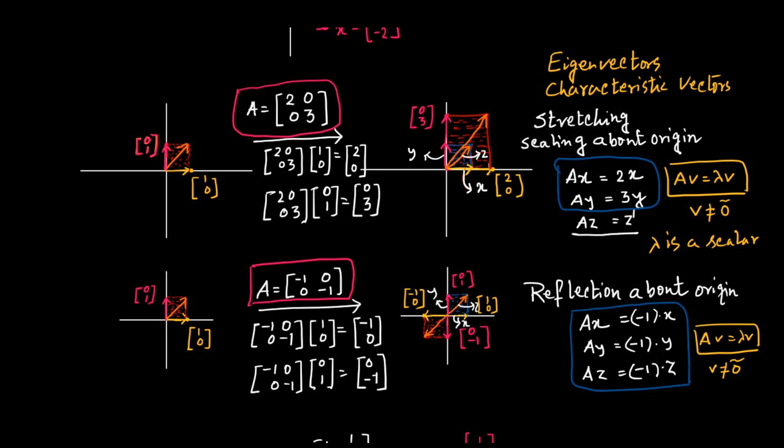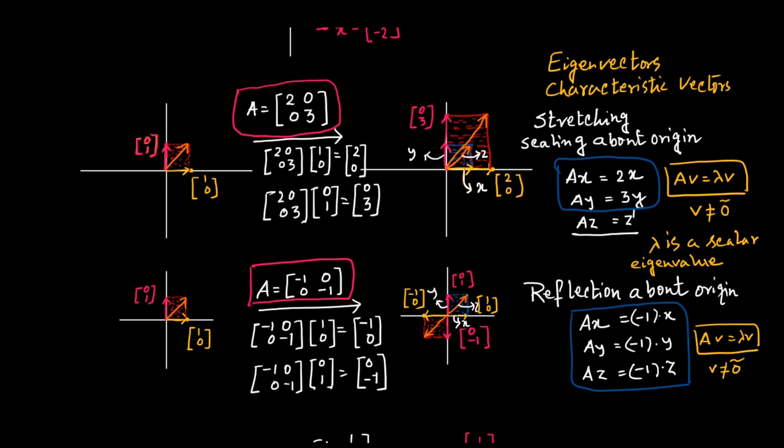Now, this scalar lambda is known as the eigenvalue. So how eigenvectors are defined, you have got it, and how eigenvalues are defined, you have got it. So what does the eigenvalue tell us? The eigenvalue tells us what kind of magnification or reduction happened to your vector.